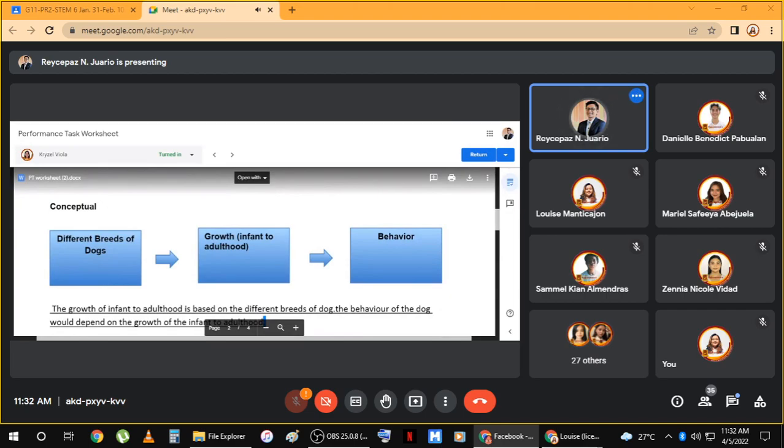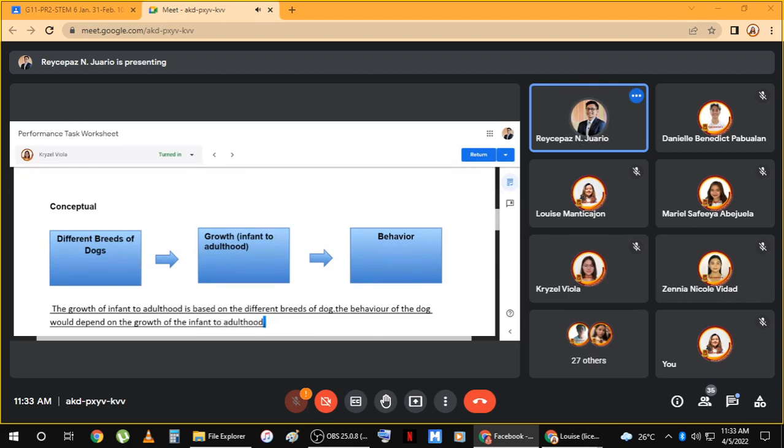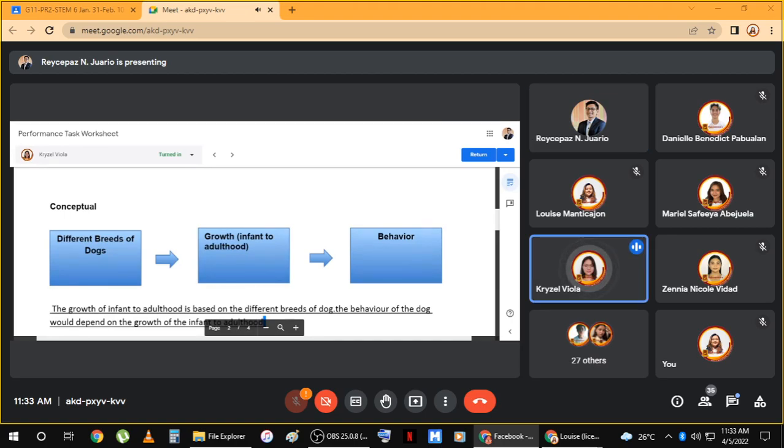Different breeds of dogs, growth from infant to adulthood, and then the behavior. So which is the independent variable? The different breeds of dogs, sir. Okay, so behavior is the dependent variable. Now what is growth from infant to adulthood? What kind of variable is it? Is this a mediating variable, sir? Yes, sir, because it explains the process.